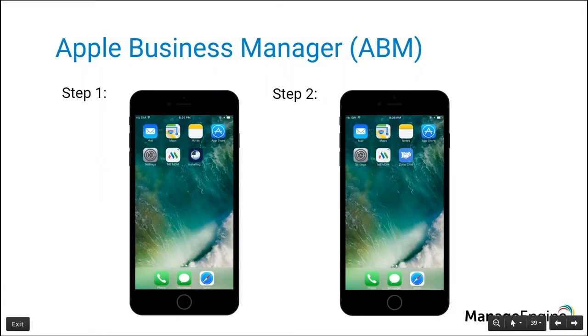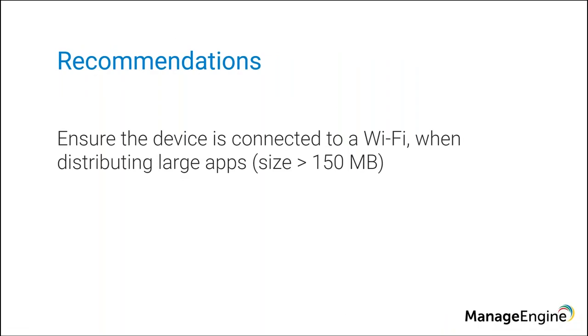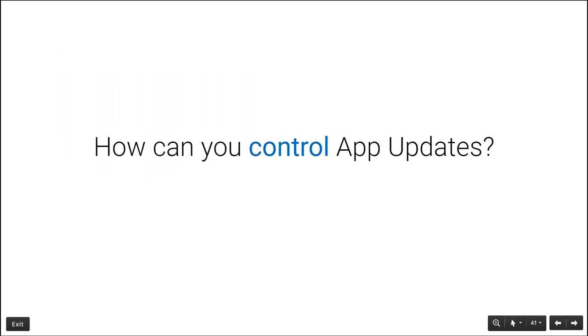So this is how it works. On the device, no pop-ups, no dialog box. Automatically, the app that you have distributed would be installed in your devices. It's always a recommendation from our end as well as from Apple's end to ensure that the device is connected to a Wi-Fi solution when you are going to distribute large applications which are above 150 MB.